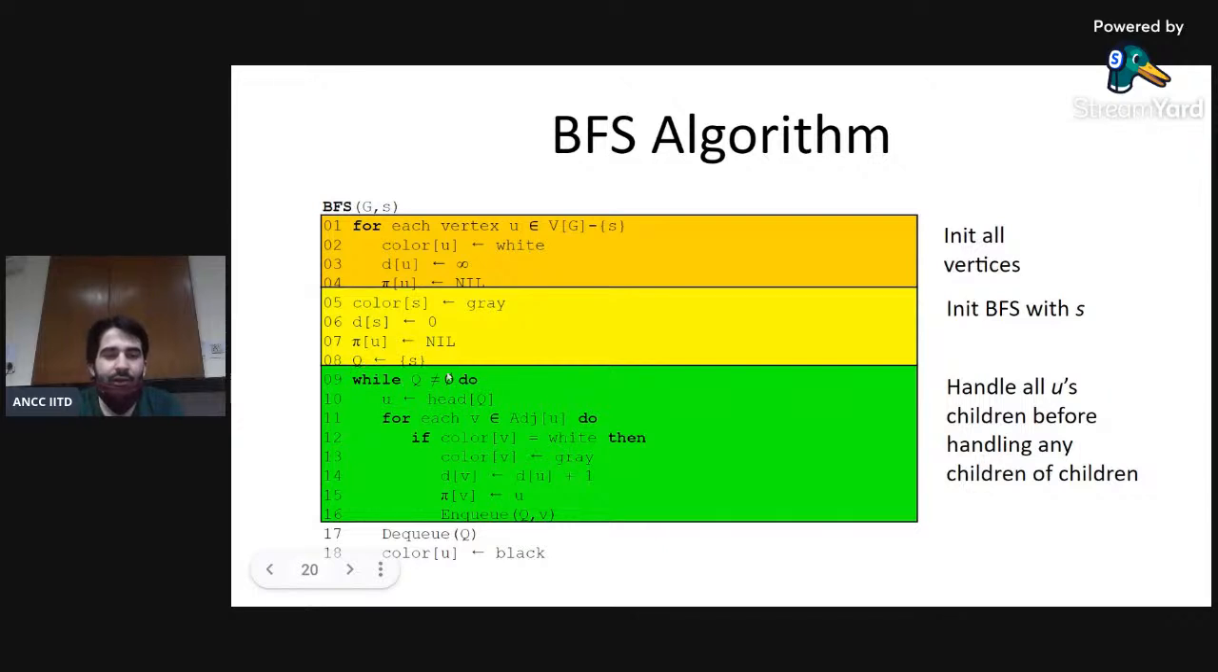So while the queue is not empty, we take the head of the queue, that is U, and for each V in the adjacency of U, now you can see why using an adjacency list was a useful representation. Now if color of V is white, then we set the color of V to gray. We update the distance of V as distance of U plus 1. And now U is the vertex that is assigning the distance to V. So we set pi of V as U and we add V to Q. And once we are done with all updates, we can dequeue the queue and set the color of U to black.